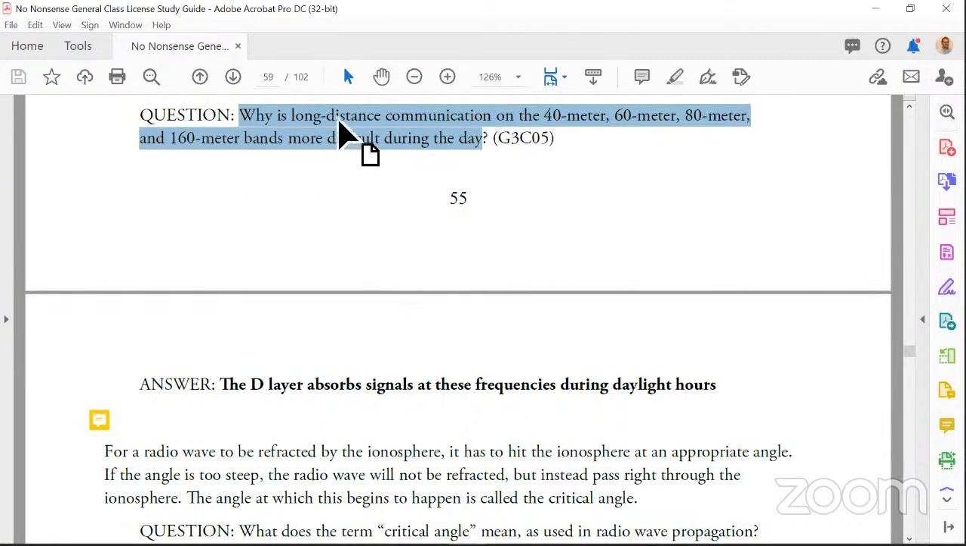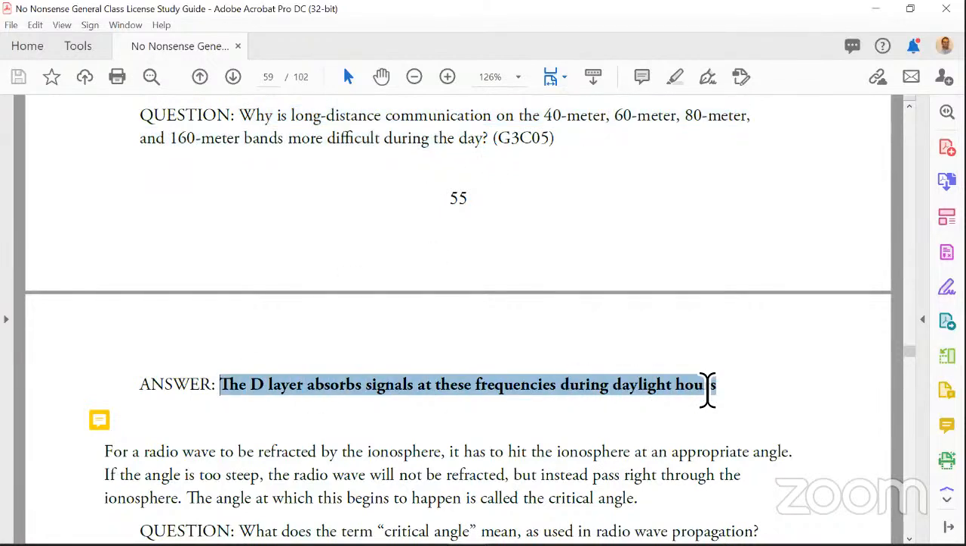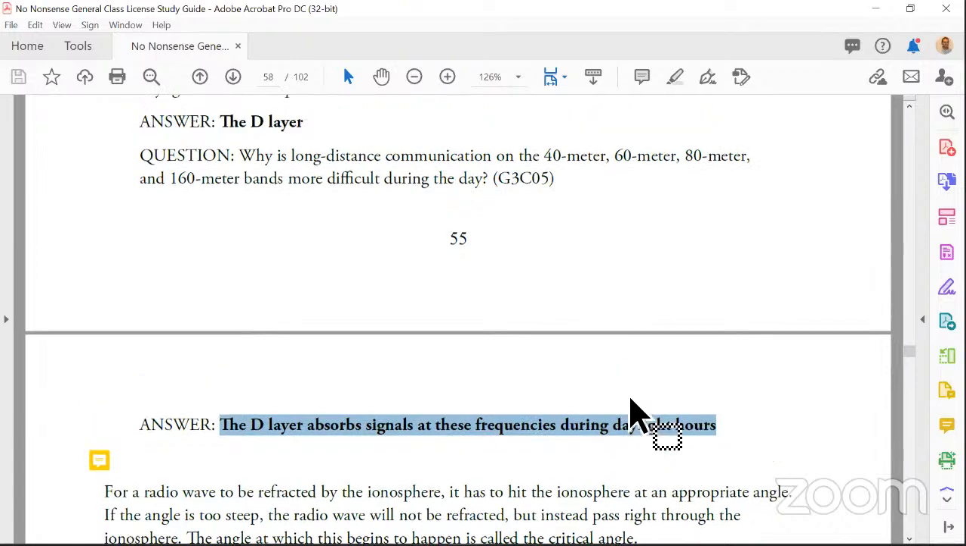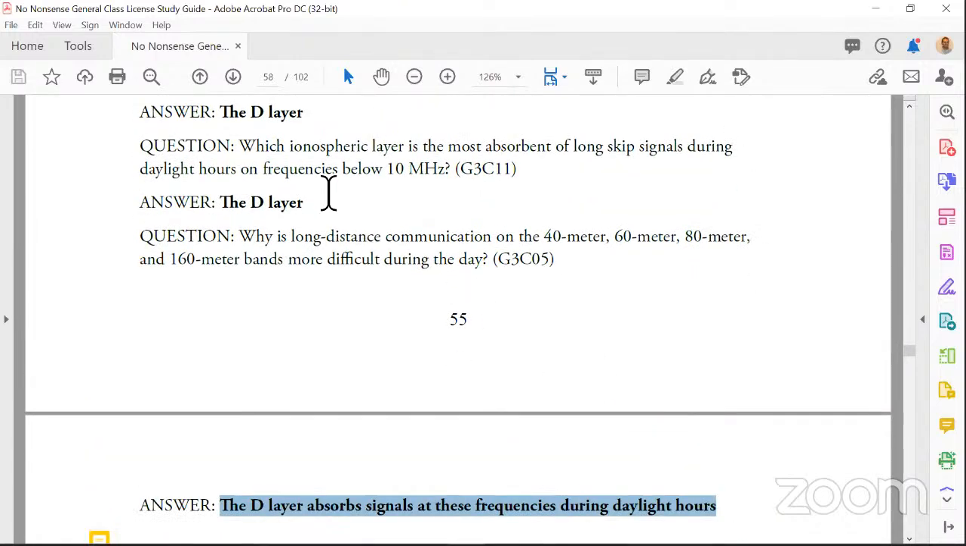So why is long distance communication difficult for those frequencies during the day? It's because of Mr. D layer. The D layer destroys that frequency, so to speak. If you want a way to remember it, D for destroy. The D layer absorbs signals at these frequencies during daylight hours. Again, another spin on the question just before it.